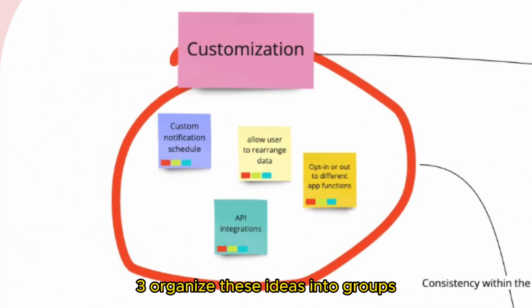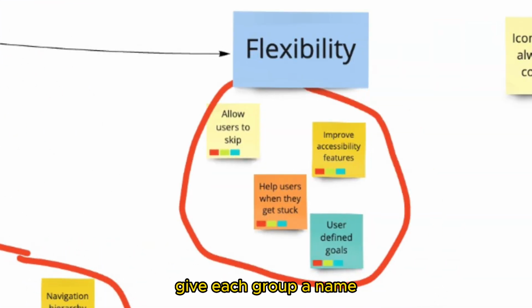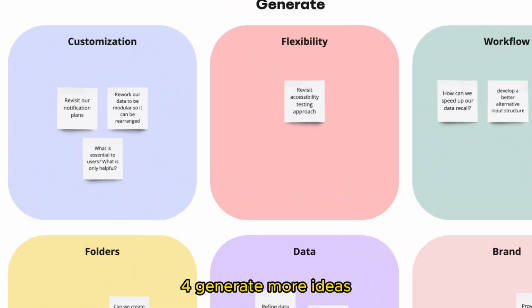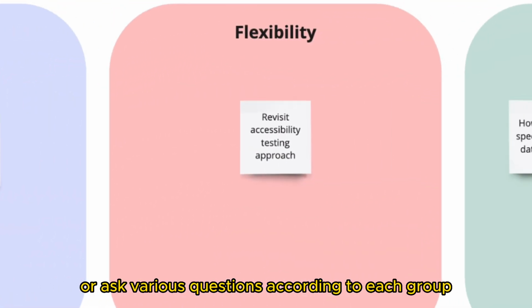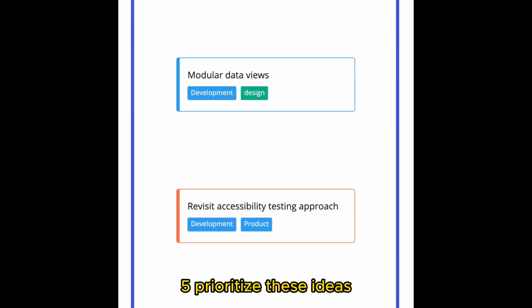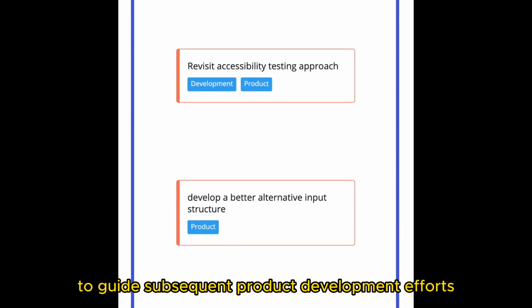3. Organize these ideas into groups, give each group a name, and use connecting lines to show how they relate to each other. 4. Generate more ideas or ask various questions according to each group. 5. Prioritize these ideas to guide subsequent product development efforts.